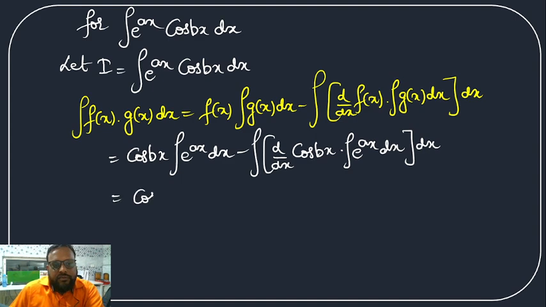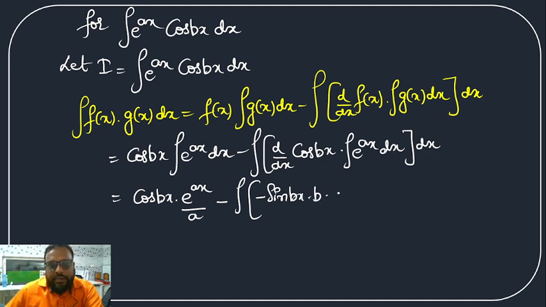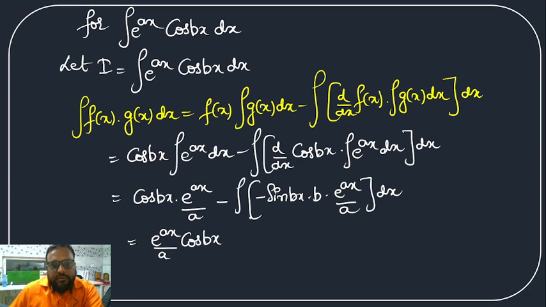So this becomes cos bx into e to the power of ax by a minus integration of derivative of cos bx, that is minus sin bx into b, into e to the power of ax by a dx. So this becomes e to the power of ax by a cos bx, and this minus and this minus becomes plus, b by a comes outside, plus b by a integration of e to the power of ax sin bx dx.